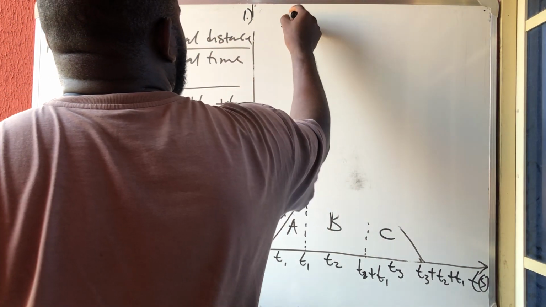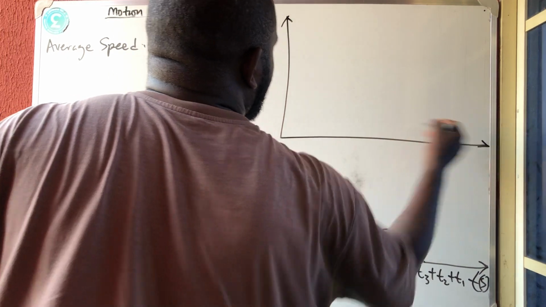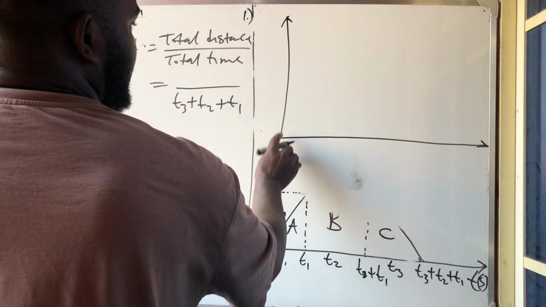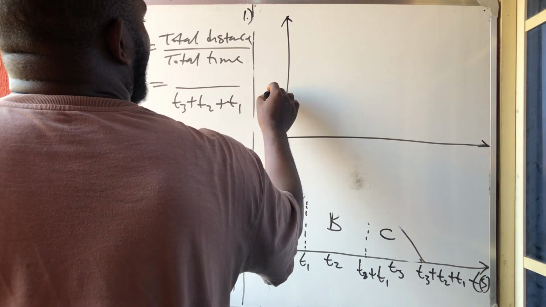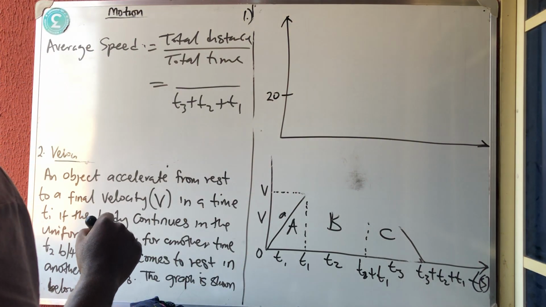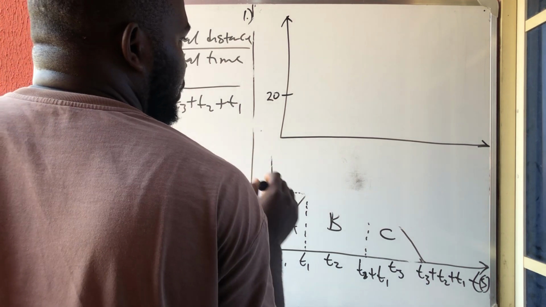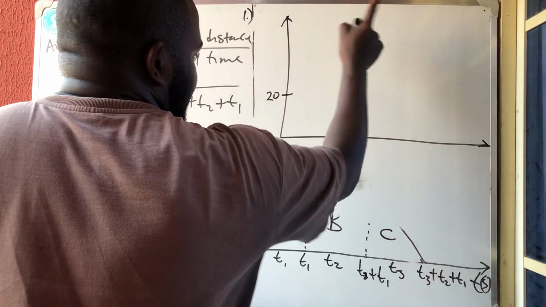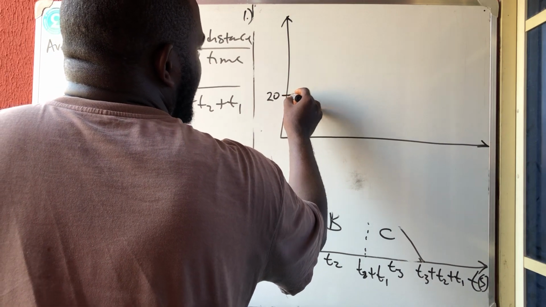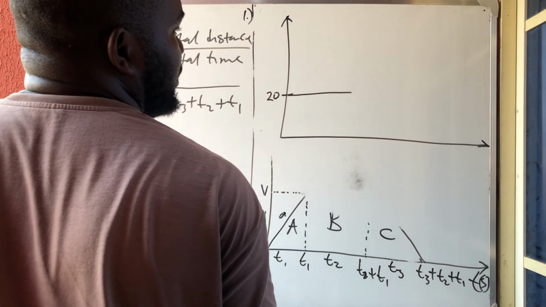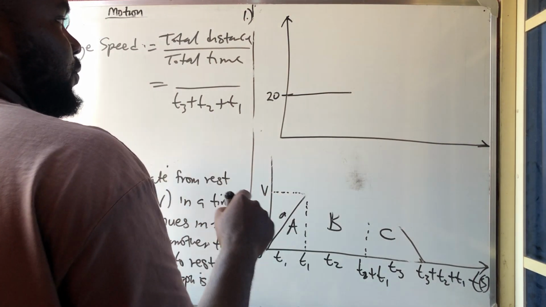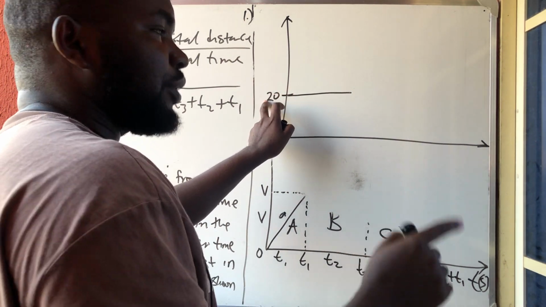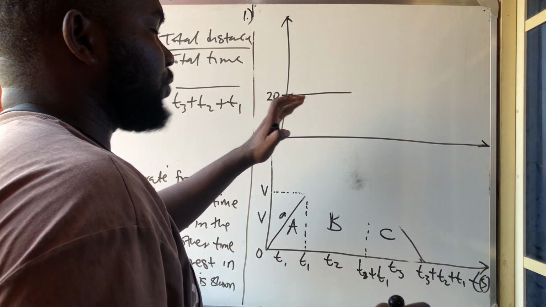You can have a velocity time graph like this, and they will tell you that this body did not start from rest. This body maybe started from a velocity of 20. You start from here, and when this body started from a velocity of 20, it still maintains this velocity. It did not accelerate. This body moves with a uniform velocity of 20. That's how they start it. The body moves with a uniform velocity of 20.